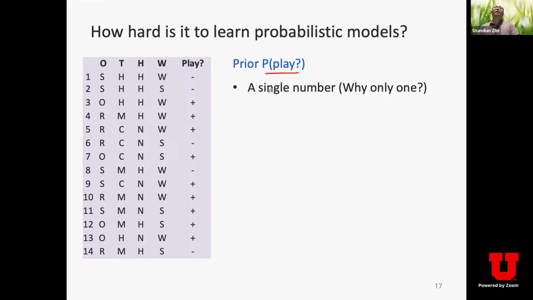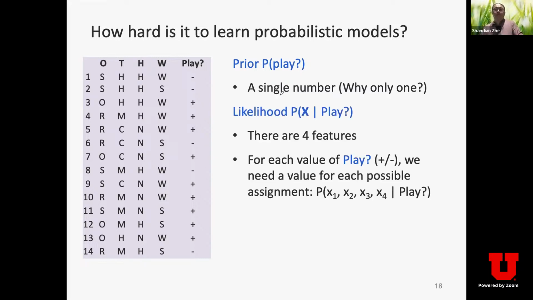Yes, exactly right. It's just the binary label. If you know the prior probability you play, then you know the prior probability you don't play, right? You just subtract 1 by the probability you play, right? So to determine the prior probability, we only need a single number. That seems easy, right? And then let us look at how to determine the likelihood.